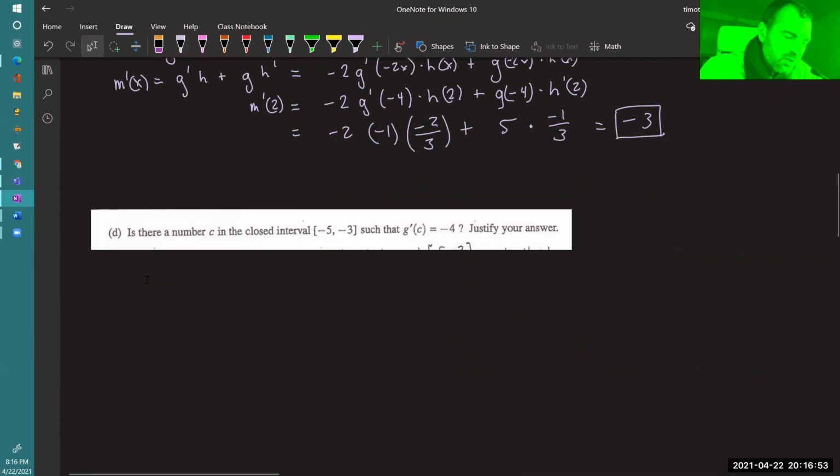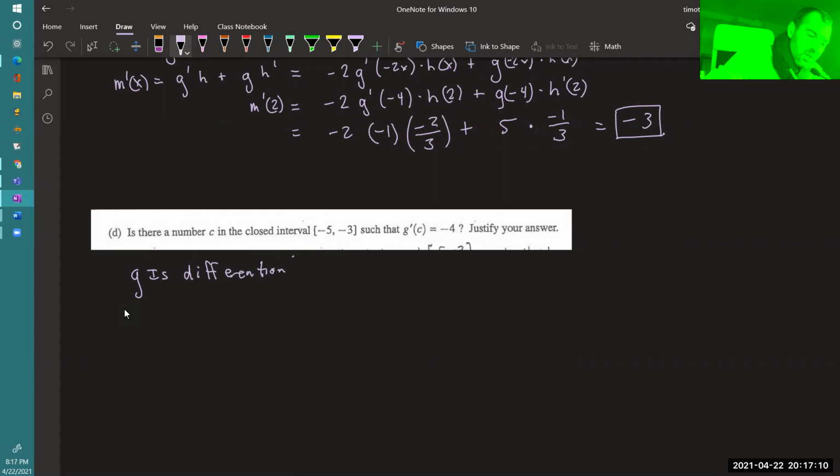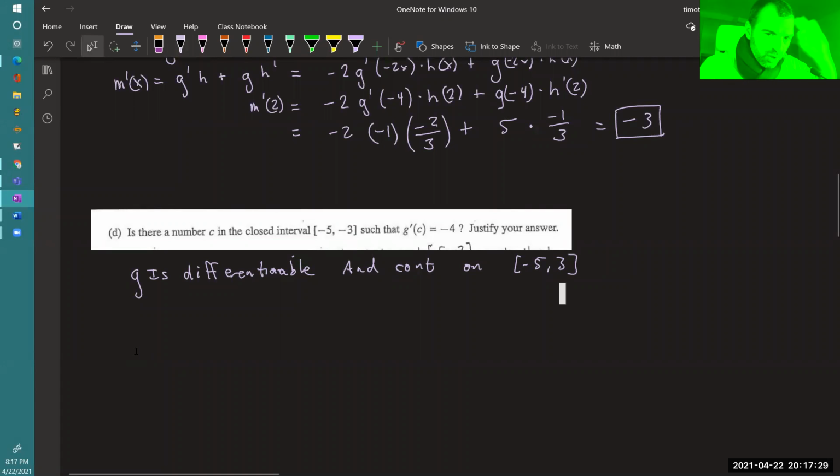Let's see, where are we at? In order to do this, I'm basically going to invoke the mean value theorem. So I have to say that G is differentiable, and it's continuous on the interval from -5 to 3. In order to use the mean value theorem, I actually need to write it.